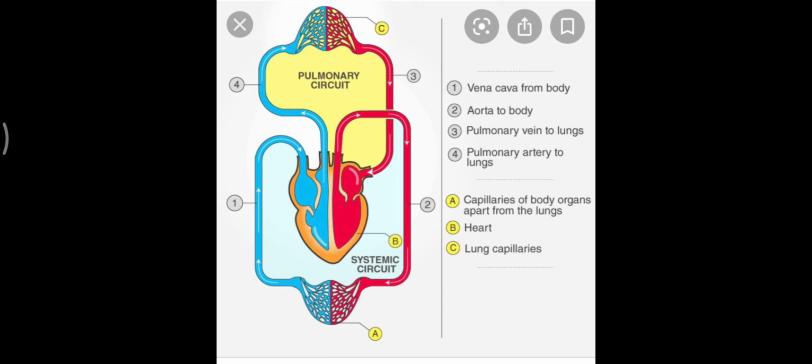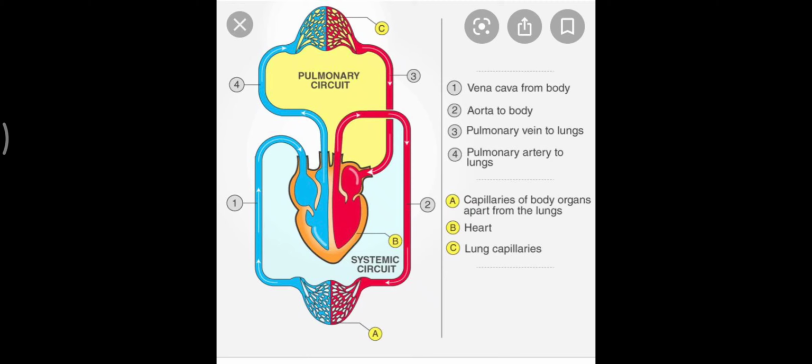The definition of double circulation, why the heart is divided into left side and right side, why we have a 4-chambered heart. These are the most common questions that are asked in the board examination. That is why I am putting a lot of stress on these topics.